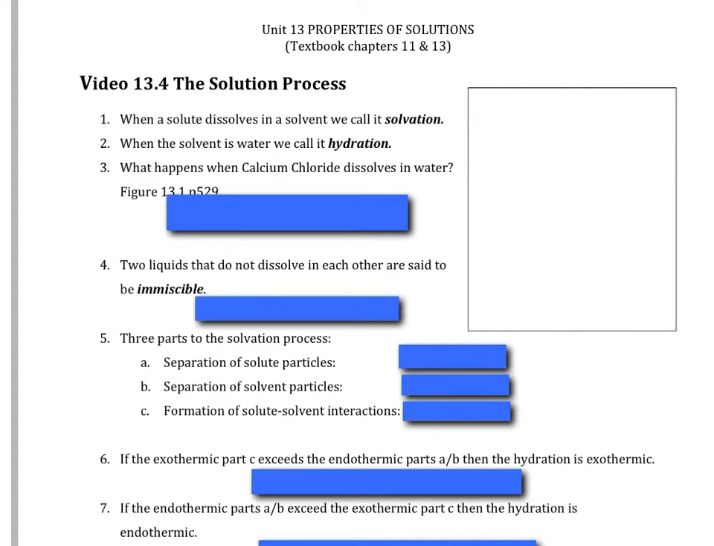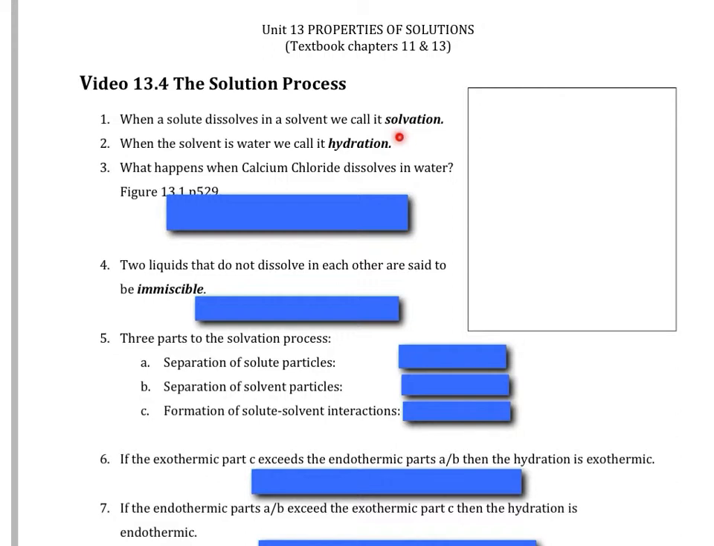This is Unit 13, Properties of Solutions, Video 13.4, the solution process. When a solute dissolves in a solvent, it's generically called solvation. However, if the solvent specifically is water, then we use the term hydration. Let's take an example of a salt, we'll say calcium chloride, that dissolves in water.